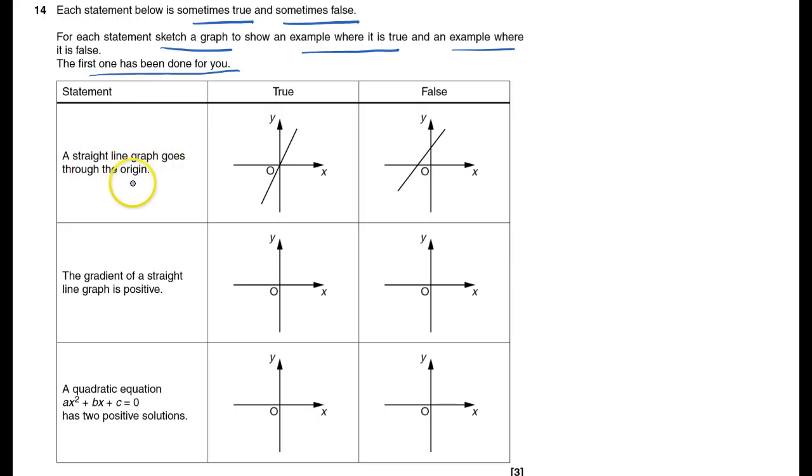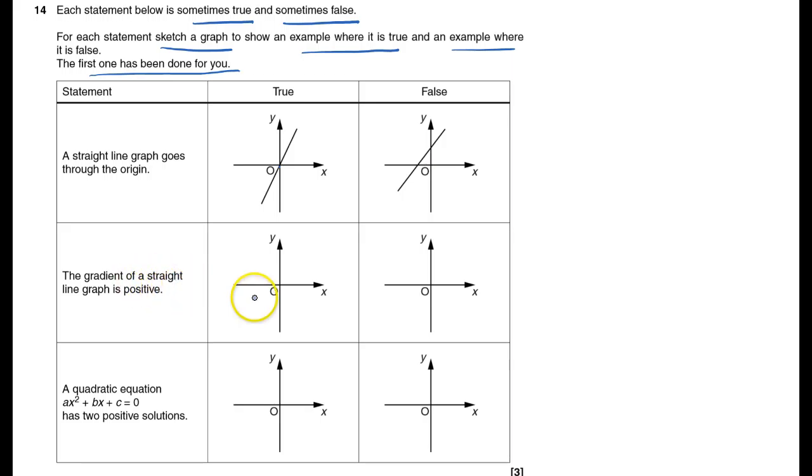The straight line goes through the origin. The origin, as we discussed earlier, is the (0, 0). Straight line goes through the origin. This drawn one here does go through the origin, and then a line has been drawn which doesn't go through that origin. Right. Gradient of a straight line graph is positive.